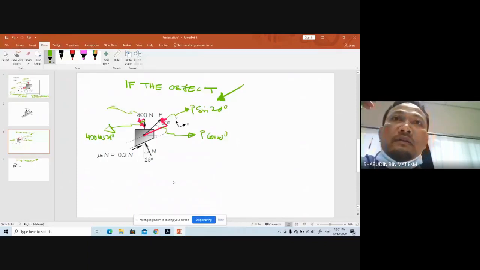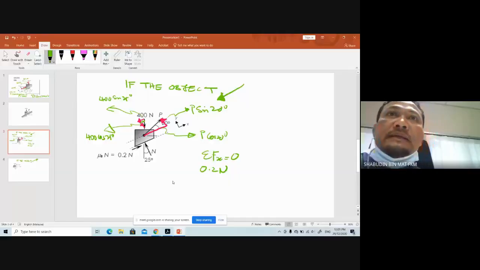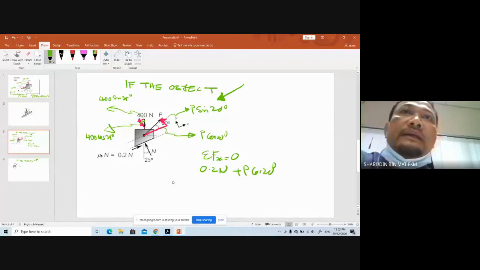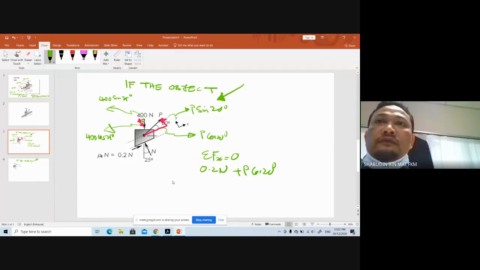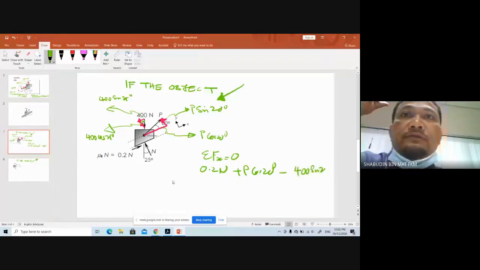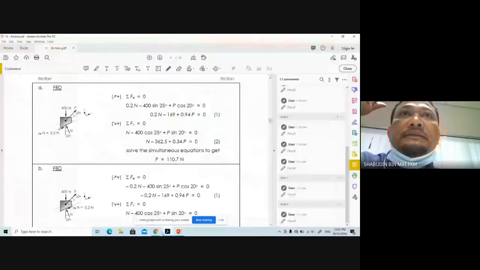That's it. Summation of force in X is equal to 0. What do you have in X? You have 0.2 N, the friction from the normal force, 0.2 N plus P cos 20, whatever you have in X, minus 400 sine 25, that equal to 0. Is that true?